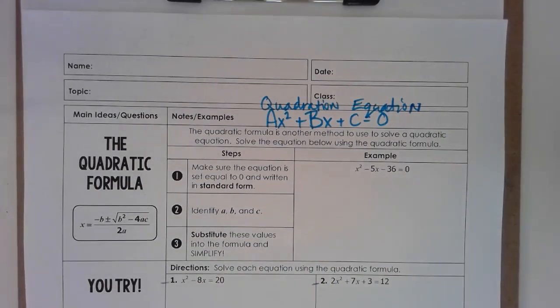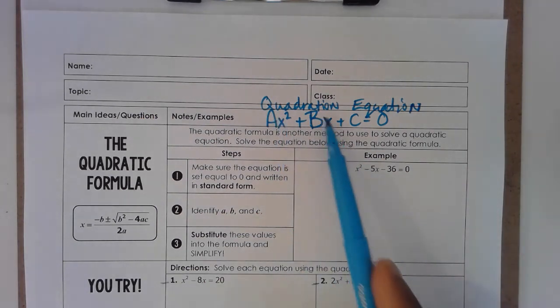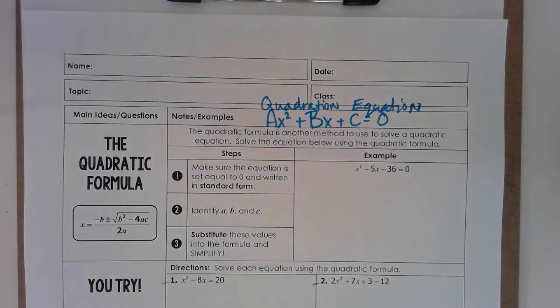So in order to use the quadratic formula over here, you need to make sure that whatever problem you're given is actually in this format here. So if I take a look at the example here, x squared minus 5x minus 36, you'll notice I have an a, b, and a c, and everything is set equal to 0. So let's go ahead and start out with this problem.